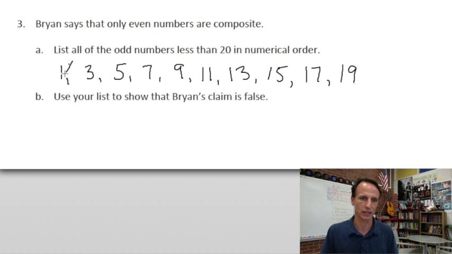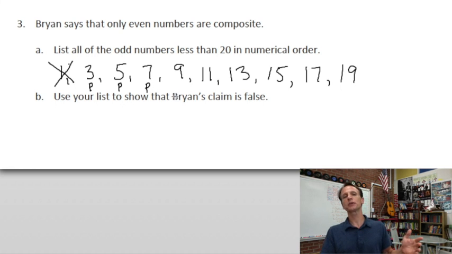Okay, so I'm just going to put an X through 1 because we're using the list to show that Brian's claim is false. So how about 3? Only factors are 1 and itself, right? So that is prime. Okay. Now how about 5? Yeah, only factors are 1 and itself again, so it is prime. Gosh, Brian might be onto something, huh? Look at 7. 1 times 7, that's it. That's all you get. Show's over. So that is prime. Ah, but here is where Brian's little claim falls apart.